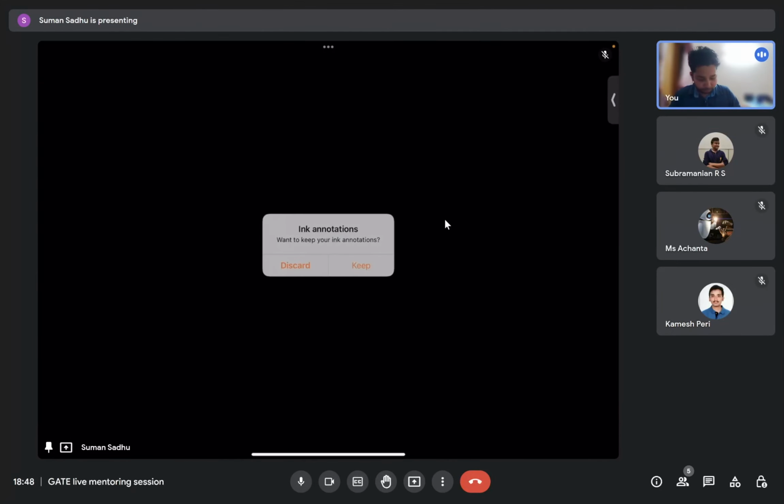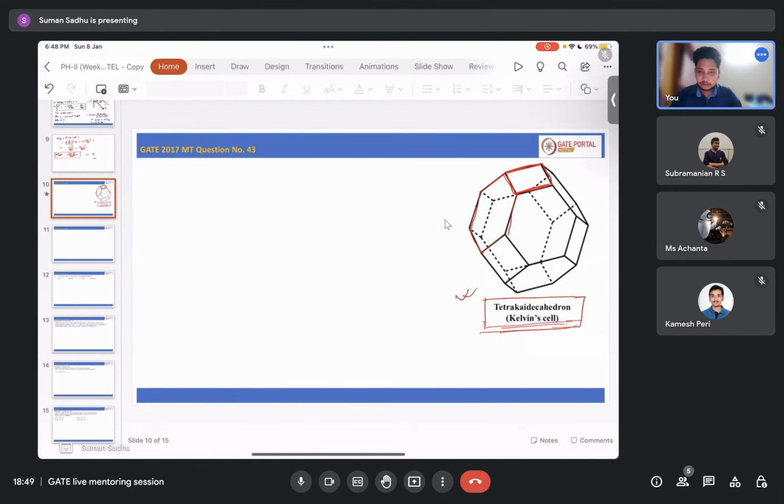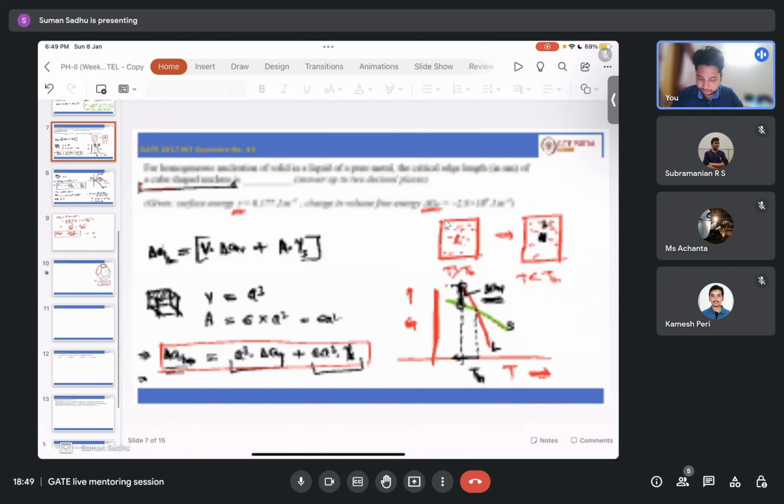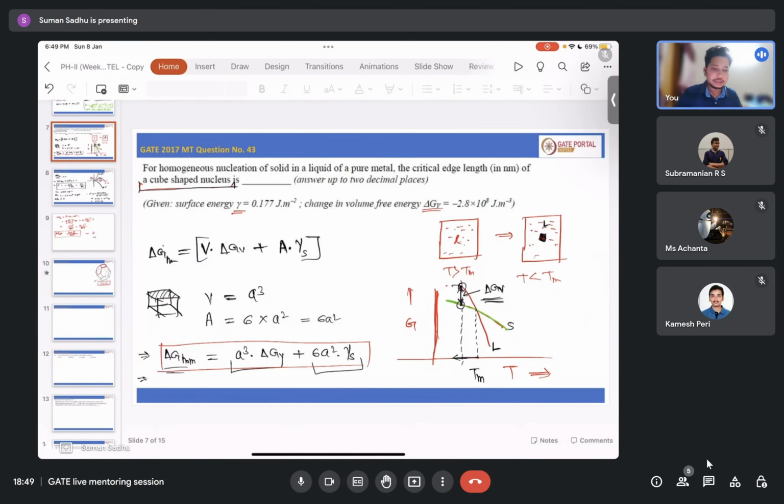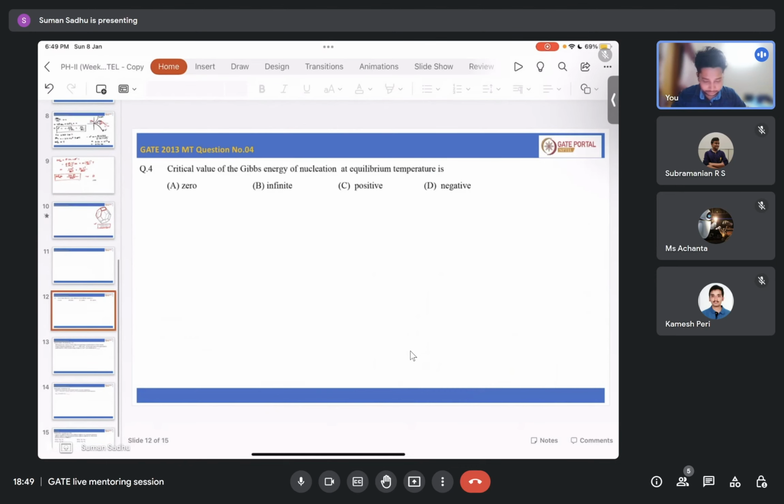Okay, I hope it is clear for everyone with this question. So now let me move to the next question. This question is also related to the previous question or previous derivation.